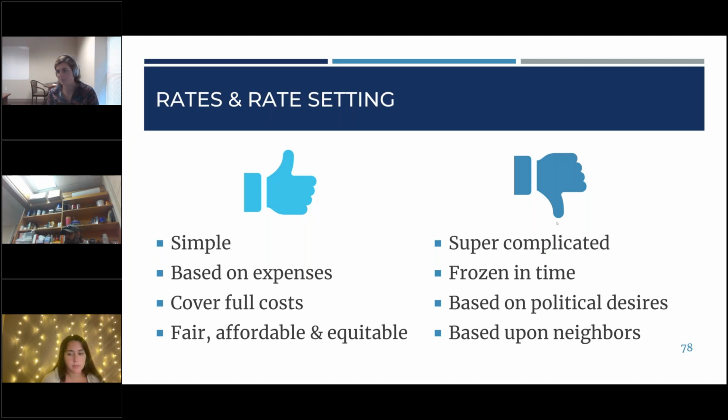It could be that the next town over's system has different costs, right? Maybe their costs are lower for running their system because people live in a much smaller area. It could be that it's a much larger system. There's a lot of different things that play into the costs associated with running a utility system. And so we typically don't recommend just relying on your neighbor's rates whenever you're setting your rates.